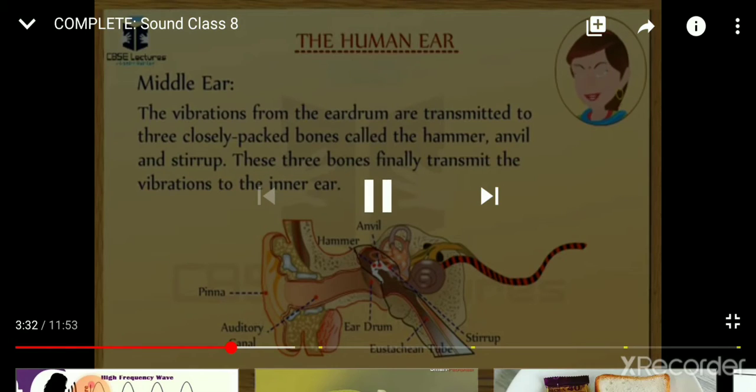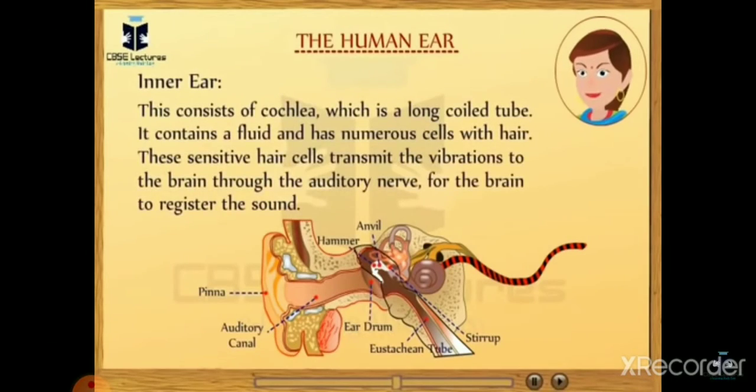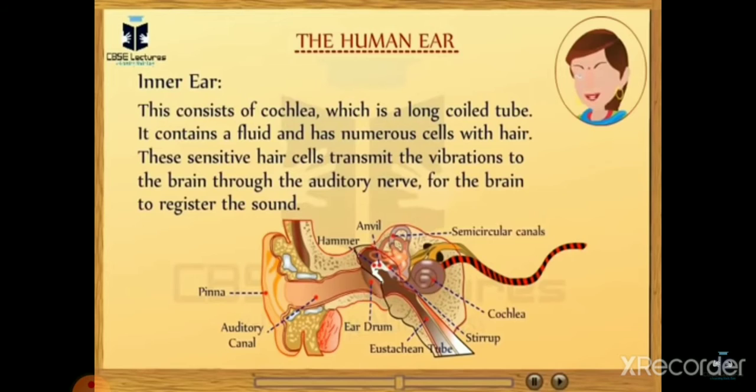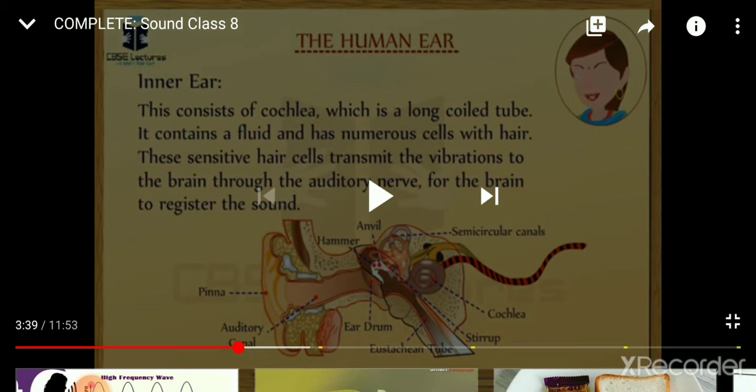Now we are discussing the inner ear. The inner ear consists of the cochlea. You can see the cochlea in the figure, which is a long coiled tube, and it contains a fluid that has numerous cells with hair, and these sensitive hair cells transmit the vibration to the brain through the auditory nerve. You can see the auditory nerve in the figure. The auditory nerve carries the vibrations to the brain for the brain to register the sound.